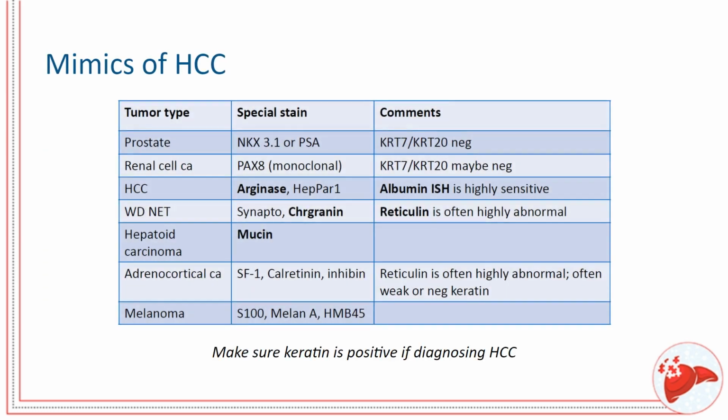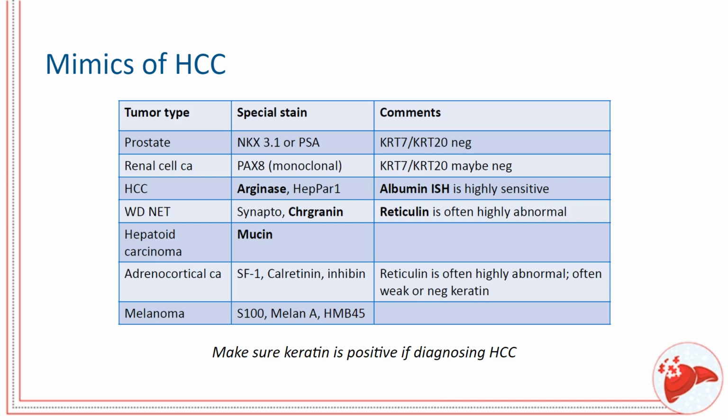This slide highlights the most common mimics of hepatocellular carcinoma. Things sent as poorly differentiated hepatocellular carcinoma. These are the most common ones that I've seen in our practice. The first is prostate carcinoma, which has a similar CK7 and CK20 profile to HCC. But if you're aware of NKX3.1 and PSA and you do those markers, those will often help you. A similar thing applies for renal cell carcinoma, of course in this case using monoclonal PAX8.